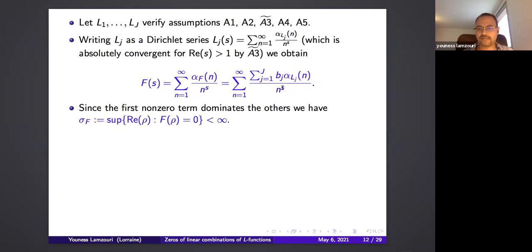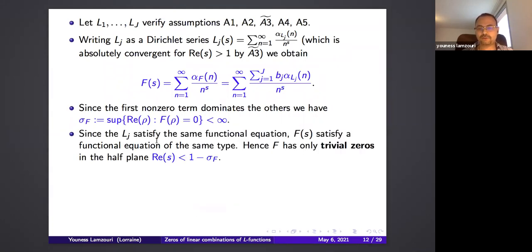If you take the real part of s to be super large, the first non-zero term will dominate the others. And so in particular, the supremum of the real part of the zeros is bounded. So you can write sigma_F to be this supremum. So in particular, you have no zeros for sigma greater than sigma_F.